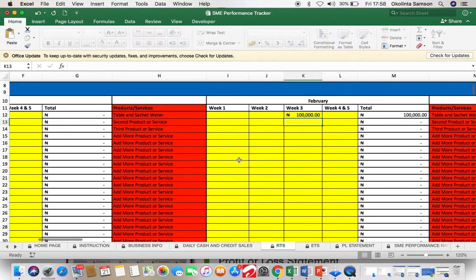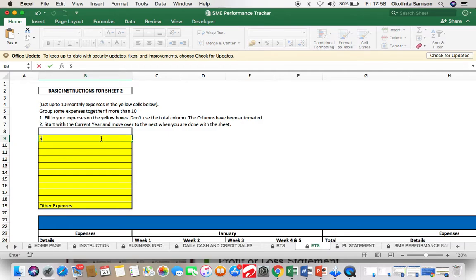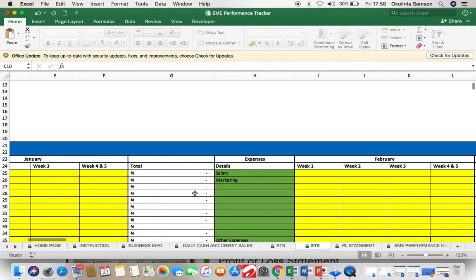Let's say for the fourth week, you just come in here to input the value, and at the end of the fourth week, you come in and input your total sales. Also, as you make your expenses for the week or day or anytime, you come in and input them. Let's say the business owner makes two expenses. You have salary, and then you have, let's say, marketing. Let's just use these two. This will be empty because we are in February now.